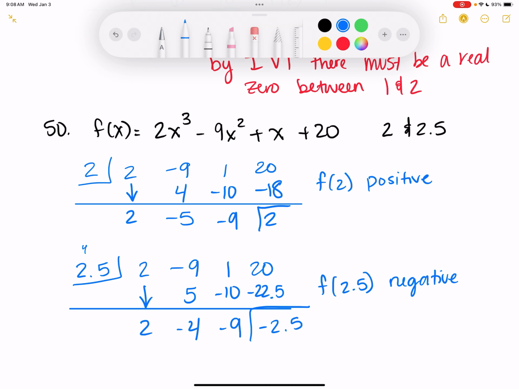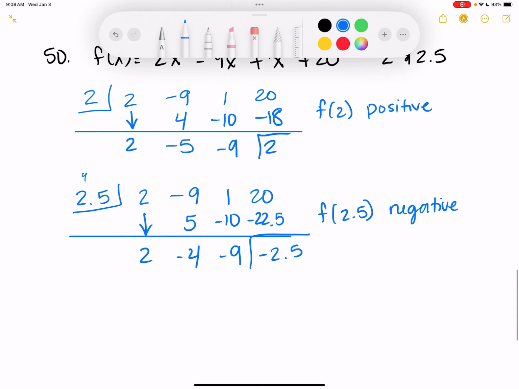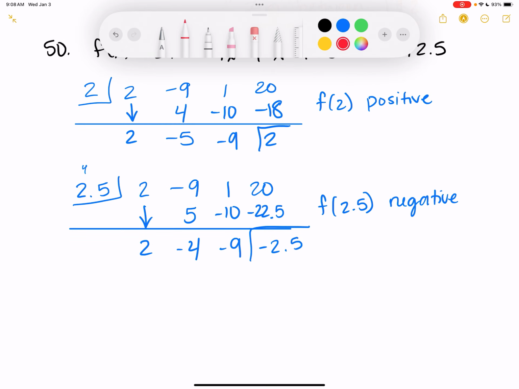So we had a positive, we have a negative. So, by the intermediate value theorem, there must be a real 0 between 2 and 2.5.